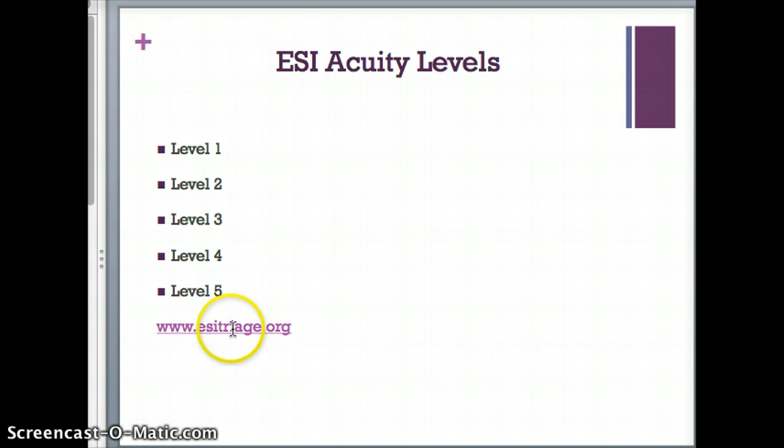This is the website here, esitriage.org, so that you can view those in a little bit more description, which would be beneficial to you.